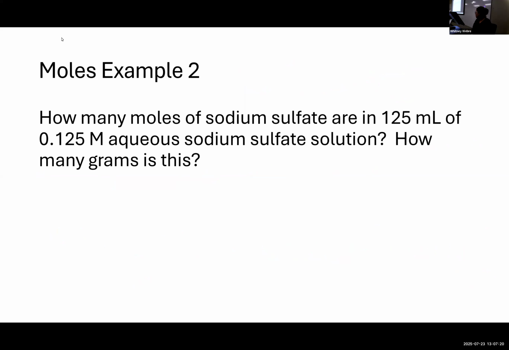I'll have you do this problem, so I'm going to give you a few minutes. It does ask an additional question. First, how many moles of sodium sulfate are in 125 milliliters of 0.125 molar aqueous sodium sulfate? Same exact setup as the problem before, so do the same method as before, but it asks for an additional step to go from moles to grams using the molecular weight. We did figure out that sodium sulfate is Na2SO4. We need to figure out the molecular weight. I'll give you a few moments to work on this problem, but make sure you answer both how many moles and then how many grams.